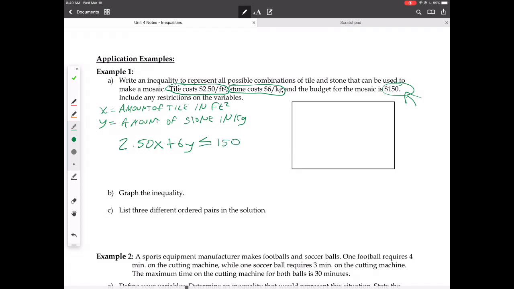150. I'm also going to state what are the restrictions on the variables. Well, I can't buy negative tiles and I can't buy negative stones. So I'm going to say that X has to be greater than or equal to 0, where it can be any real number, and Y has to be greater than or equal to 0, where it can be any real number.